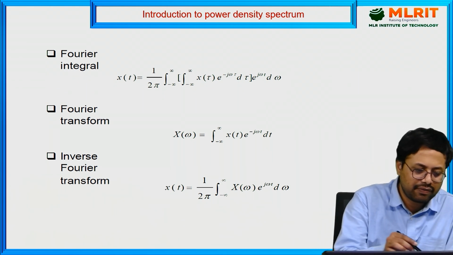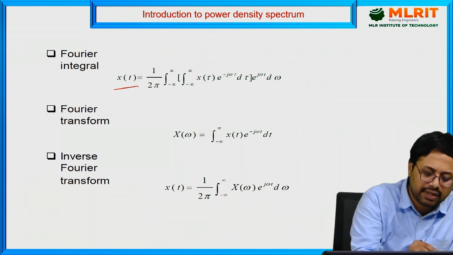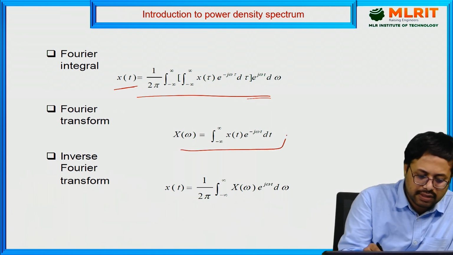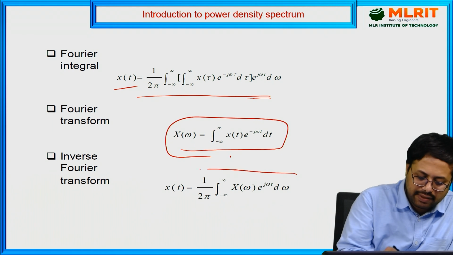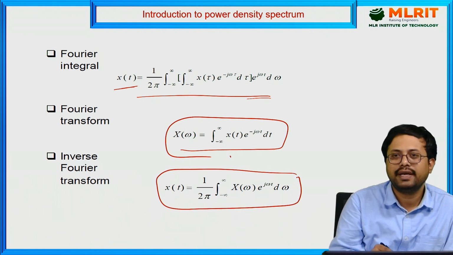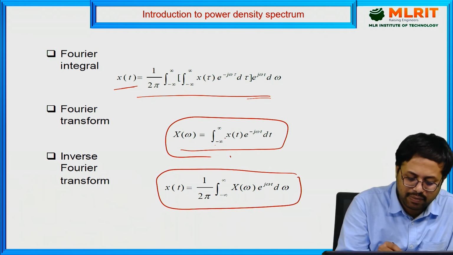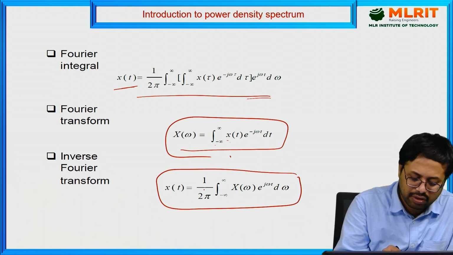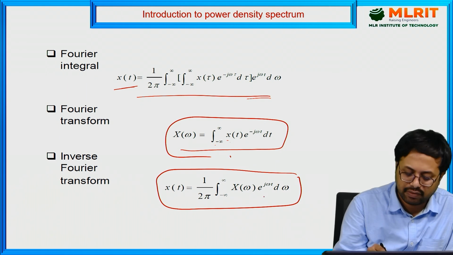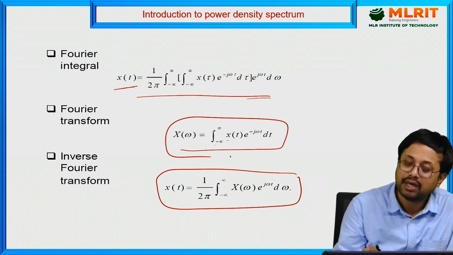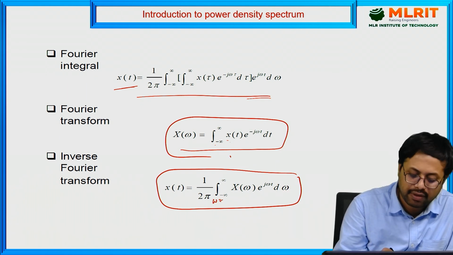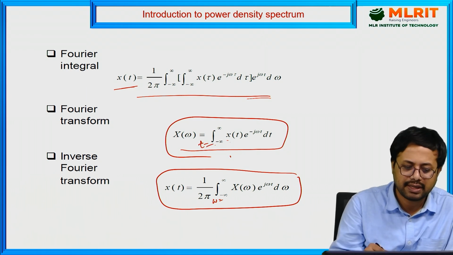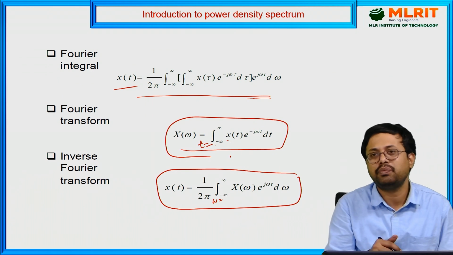You know it already. The Fourier transform of x of t, and this is the inverse Fourier transform of any signal. X of omega equals integral from minus infinity to infinity of x of t e power minus j omega t dt. X of t equals 1 by 2 pi integral from minus infinity to infinity of x of omega e power j omega t d omega. This is for the omega interval from minus infinity to infinity, and this is the t interval from minus infinity to infinity. These are the fundamentals to understand the concept of power spectral density.